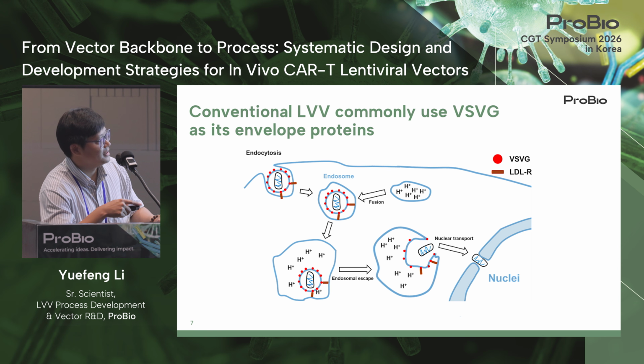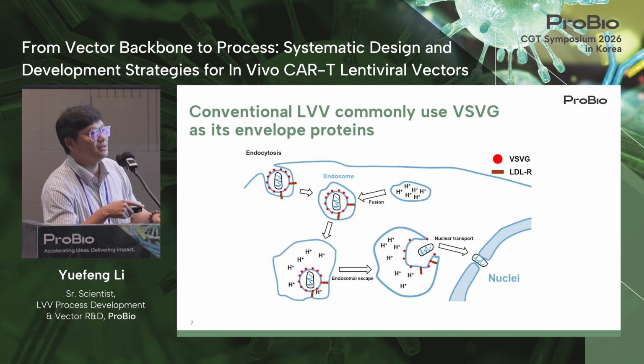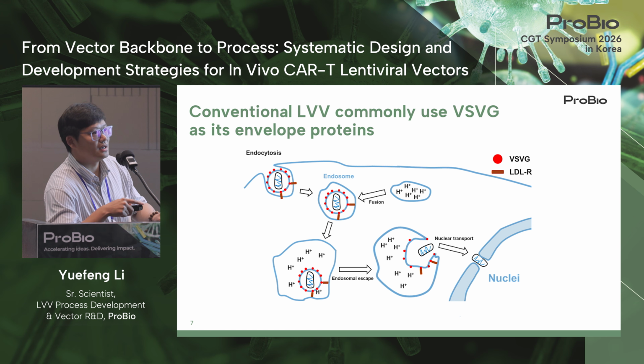So how does lentivirus infect cells? Our conventional lentivirus is pseudotyped by VSVG. The envelope protein is VSVG. So VSVG is doing two jobs on the lentivirus. One job is it will recognize its receptor, which is the LDLR. LDLR is present on a wide range of cells. So that's why LVV pseudotyped with VSVG can infect a very wide range of host cells.